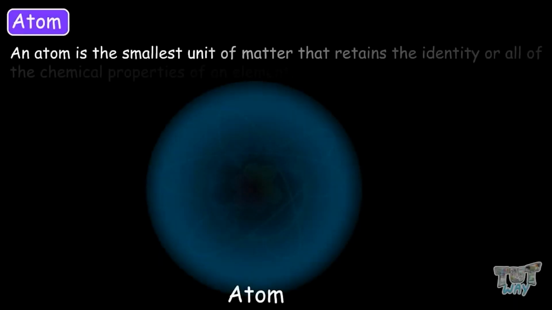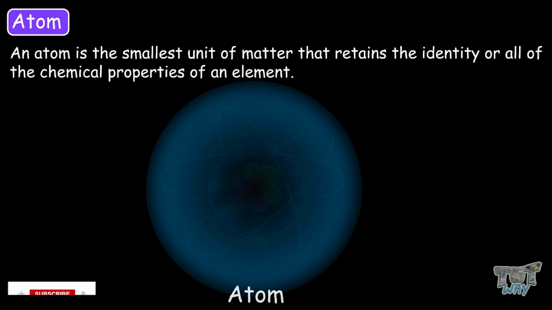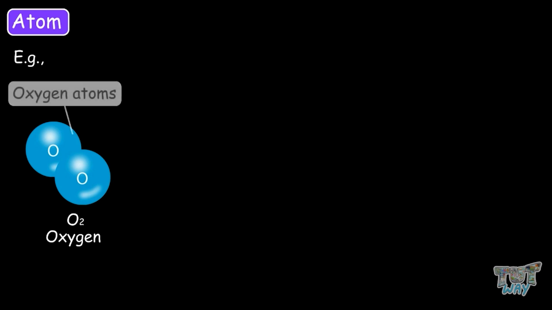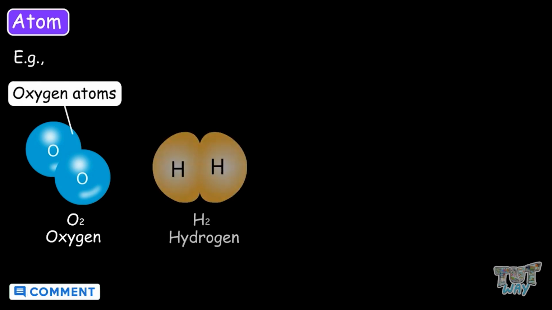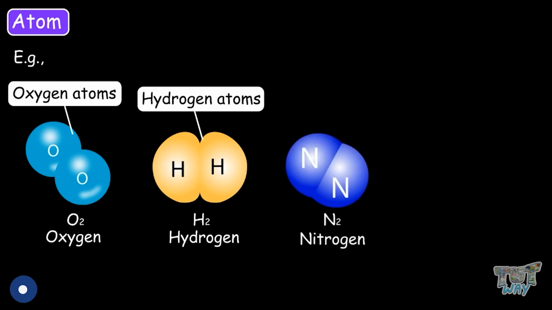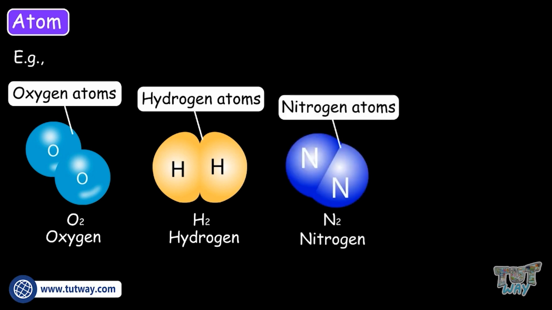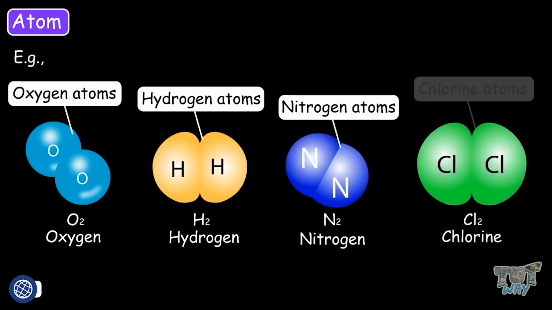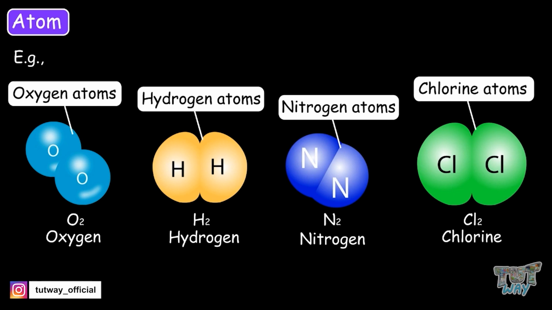So let's start. The atom is the smallest unit of matter that retains the identity or all of the chemical properties of an element. For example, oxygen contains oxygen atoms. Hydrogen contains hydrogen atoms. Nitrogen contains nitrogen atoms. And chlorine contains chlorine atoms.